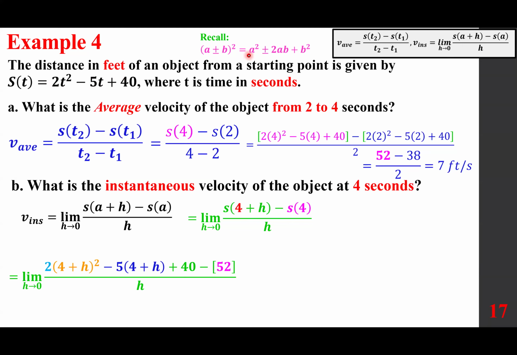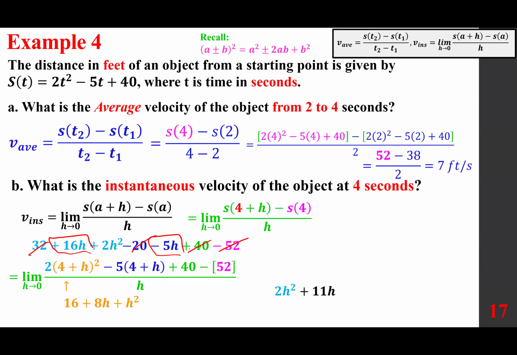4 plus H squared is A plus B squared: 4 squared or 16, 2 times 4 times H or 8H, plus H squared. Distribute the 2, you get 32 plus 16H plus 2H squared. Distribute the negative 5, we get minus 20 minus 5H, and you keep the other two numbers. Notice all those numbers, 32 minus 20 plus 40 minus 52, they add up to 0. So in the numerator, you have 2H squared, and 16H and minus 5H, they add up to 11H.